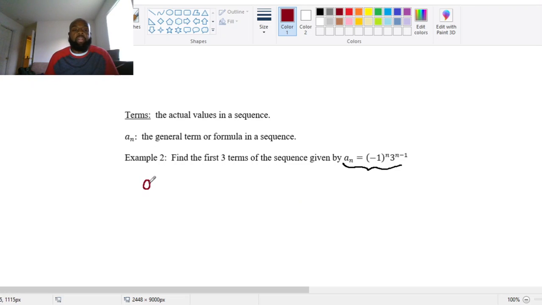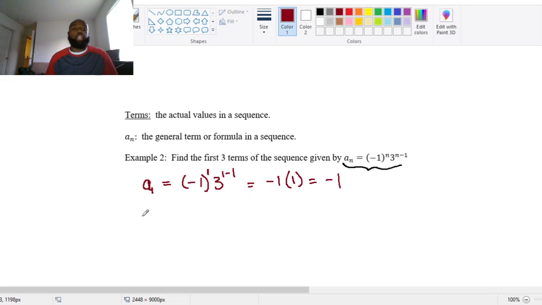So my first input is going to be n equals 1. So I'm going to have a sub n, and I'm going to replace this n with a 1. And wherever I see an n on the right-hand side of this general term, I'm going to replace it with a 1, because that's going to give me my first term, my element in my first position. So a sub 1 equals negative 1 to the 1, which is negative 1. And then 3 to the 1 minus 1 is 0, and 3 to the 0 is 1. So a sub 1 equals negative 1.